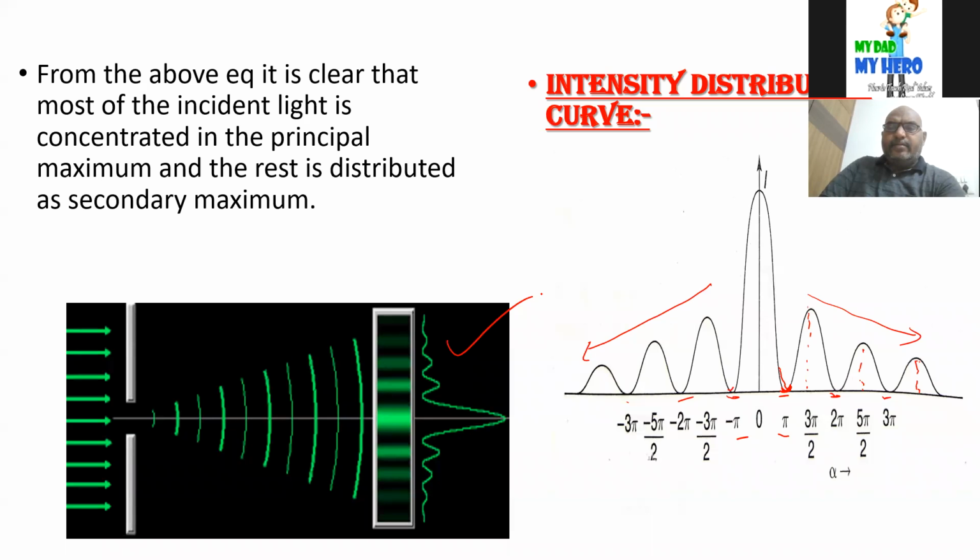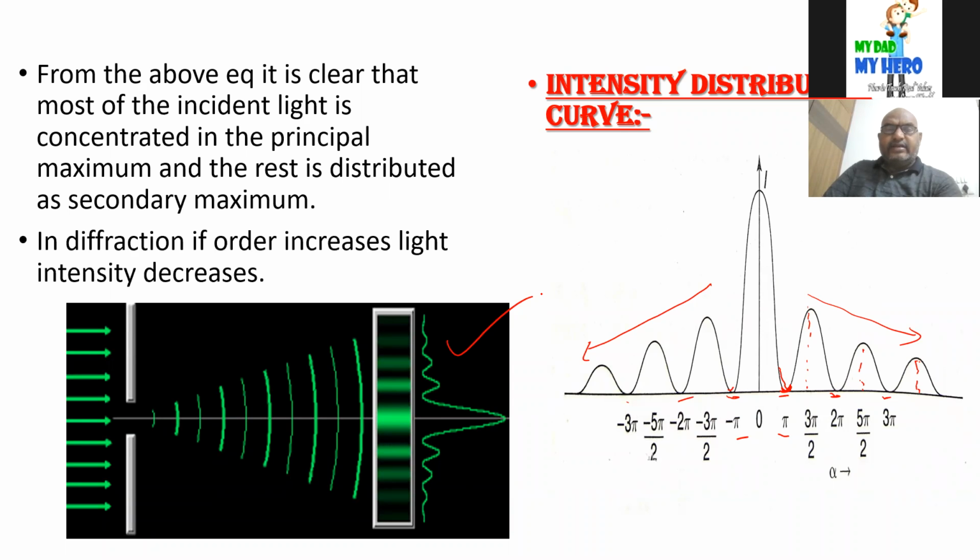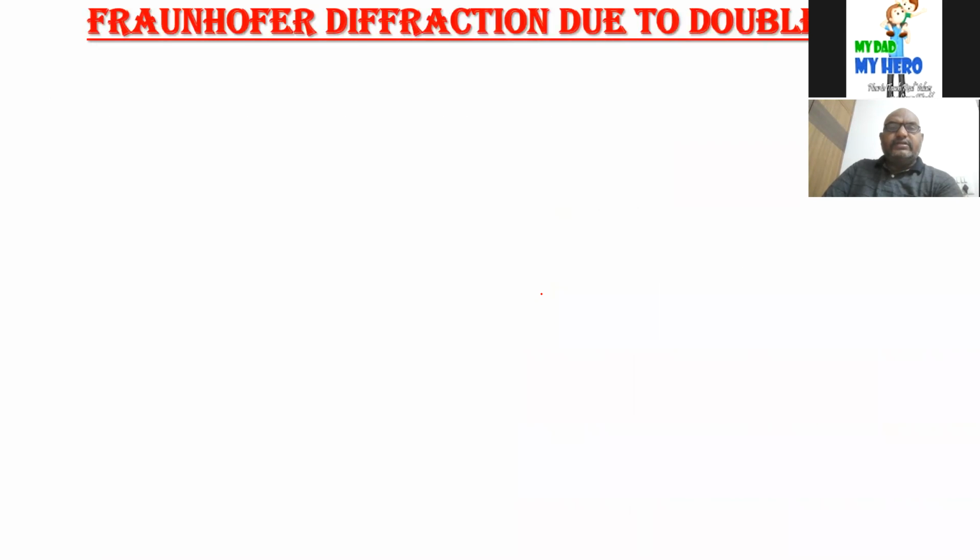So alpha is equal to 0, plus or minus pi, plus or minus m pi, and alpha is equal to plus or minus 3 pi by 2, plus or minus 5 pi by 2, plus or minus 7 pi by 2, and so on. That is called the first secondary maxima and second secondary maxima. So this is called Fraunhofer diffraction due to a single slit.